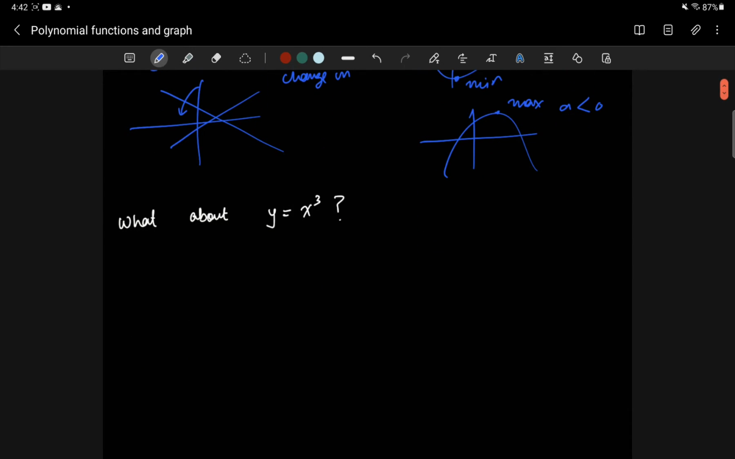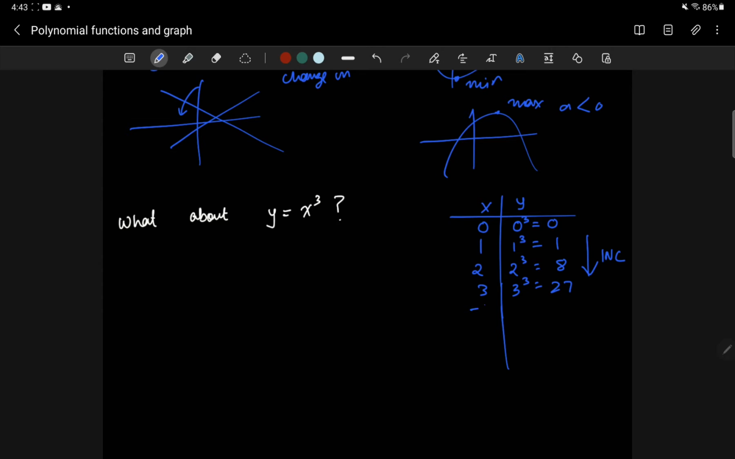which is x cubed. Now the easiest way to sort of understand it is to pick some values. So when x is 0, this is 0 cubed is 0. When x is 1, 1 cubed is 1. When x is 2, 2 cubed is 8. When x is 3, 3 cubed is 27. So this is increasing pretty quickly. So let's look at negative numbers now.